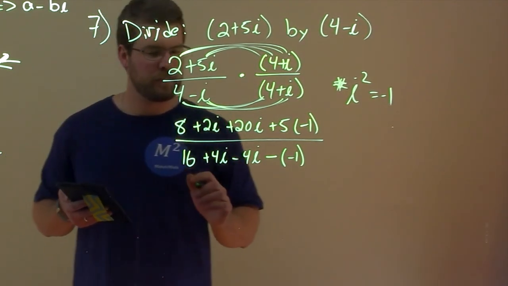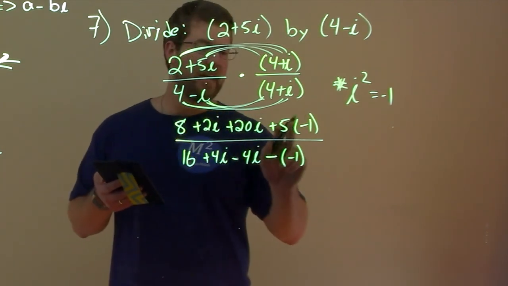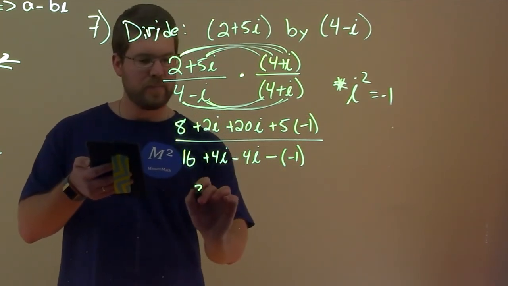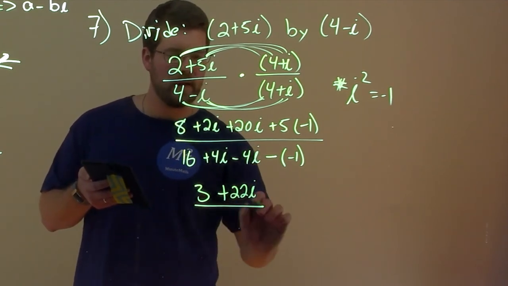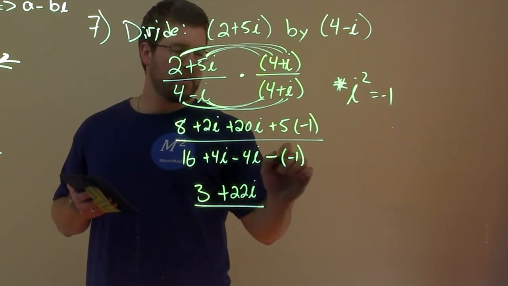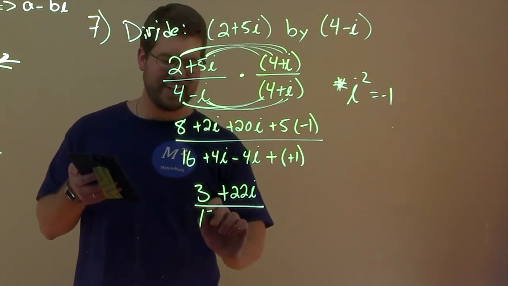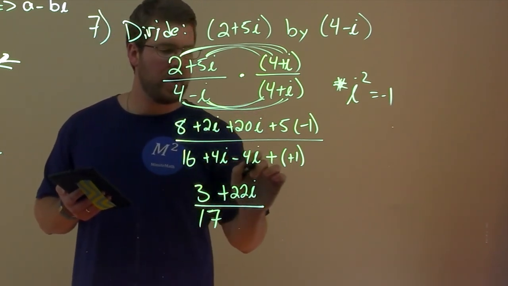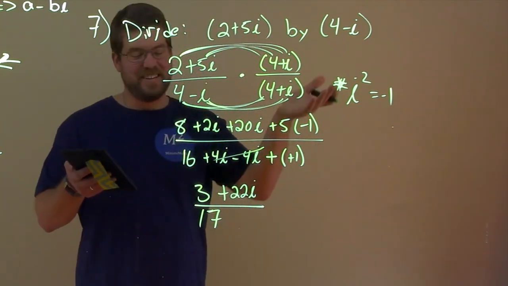Now watch this. Numerator: combine our like terms. 8 plus a negative 5, right? 5 times negative 1 is negative 5. So 8 plus negative 5 is a positive 3. Plus 2i plus 20i is 22i. Denominator, here's the tricky part. We have minus a negative 1, which is like plus a positive, so 16 plus 1 is 17. But then this is the beauty of the conjugate: 4i minus 4i cancels out. They eliminate each other, and we're done.